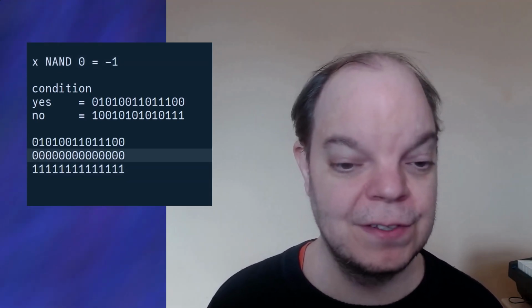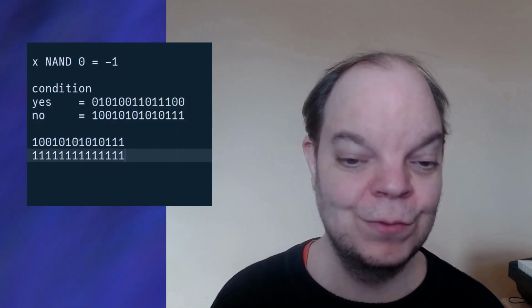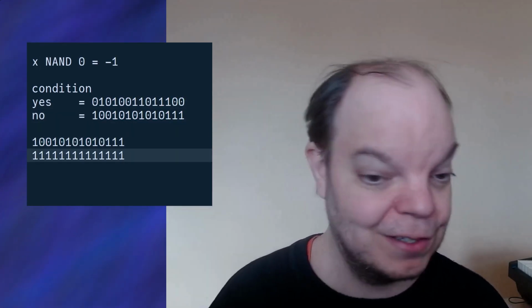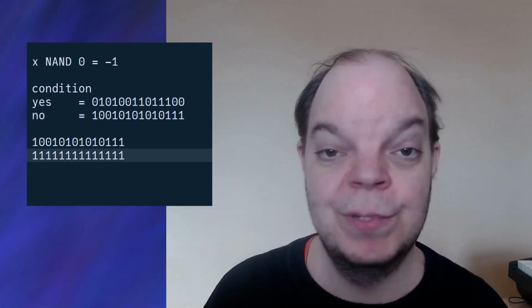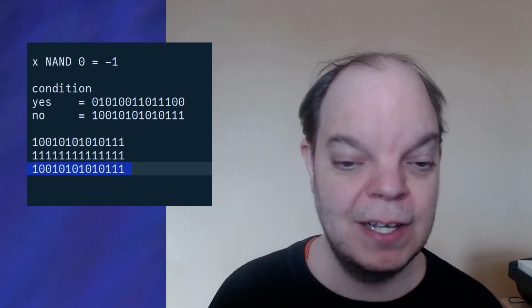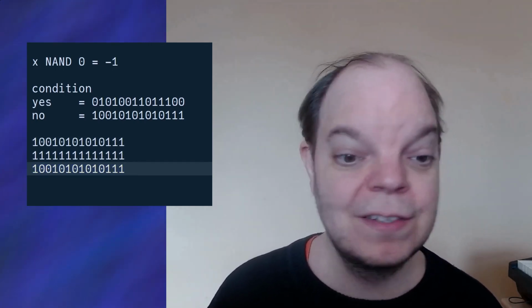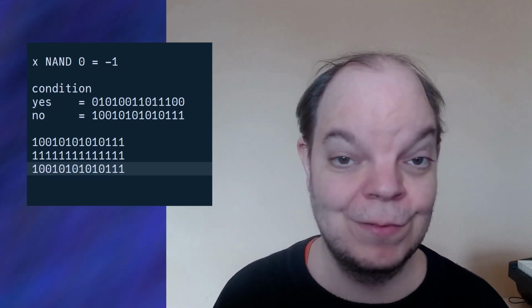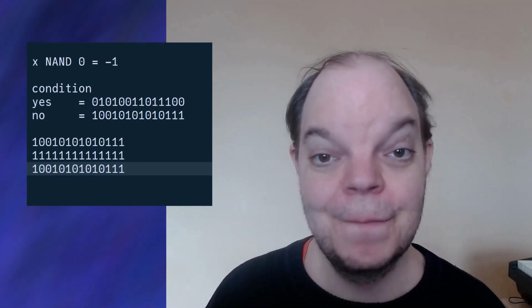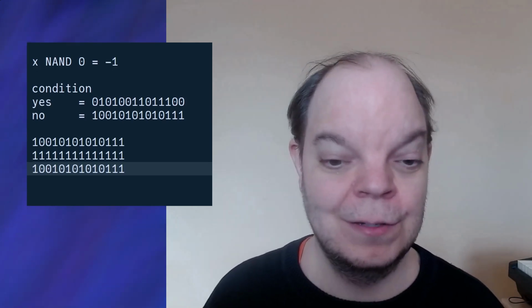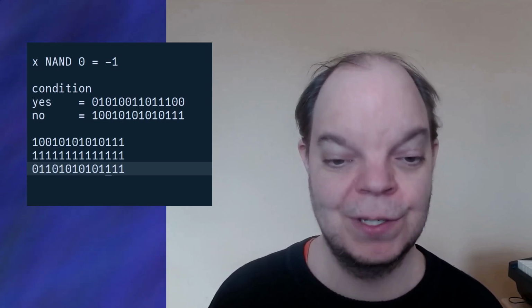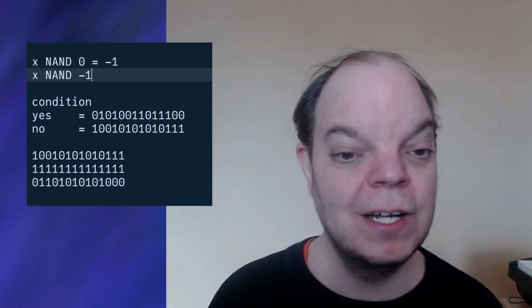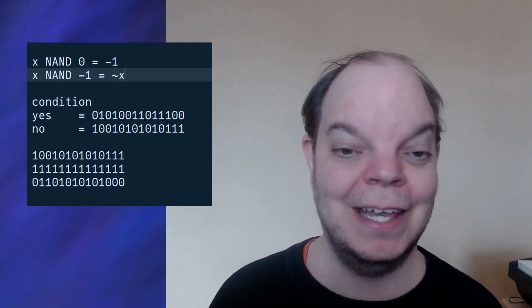Okay, now let's see what happens if we NAND a random value with -1. Now -1 consists of all 1 bits, as I've written out here. So the bitwise AND is just going to be the same as the original number, because all of the 1s are going to stay 1s and all of the 0s are going to become 0s. So the NAND is going to be the bitwise negation of this. If we were to NAND this, all of the 0s become 1s and all of the 1s become 0s. So x NAND -1 is going to be not x.